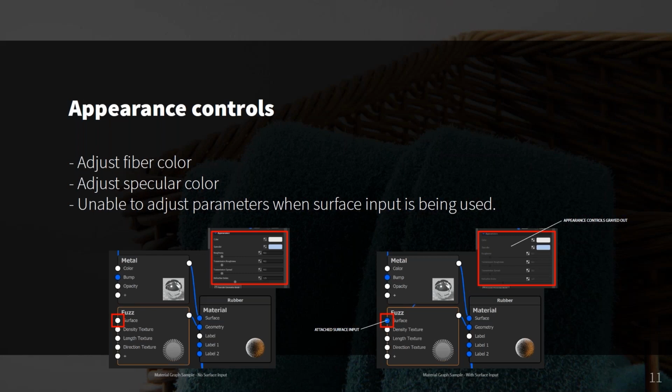Take into account that if your base material or any other chosen material is plugged into your surface input on your fuzz geometry node, then your appearance options will appear grayed out and you will not be able to adjust the parameters under the appearance accordion. You can see that here, the input is selected, it's grayed out, you can't control anything there.